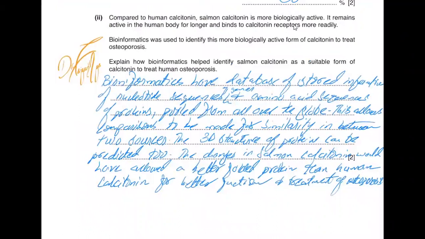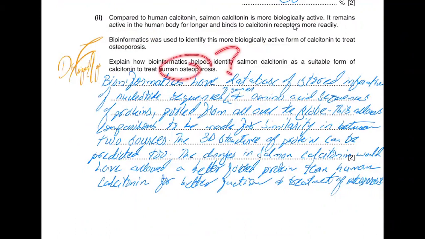Compared to human calcitonin, salmon calcitonin is more biologically active. It means it remains stable in the human body for a longer time and binds to calcitonin receptors more readily. Bioinformatics was used to identify a more biologically active form of calcitonin to treat osteoporosis. Explain how bioinformatics helps identify salmon calcitonin as a suitable form of calcitonin to treat human osteoporosis.